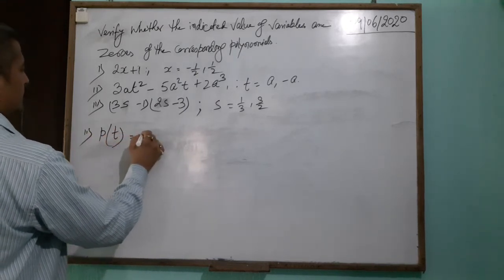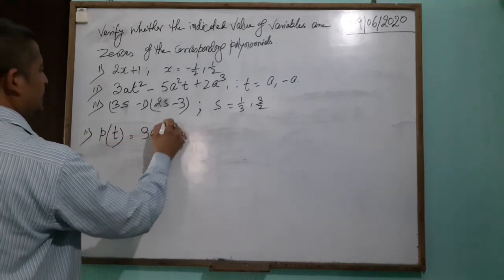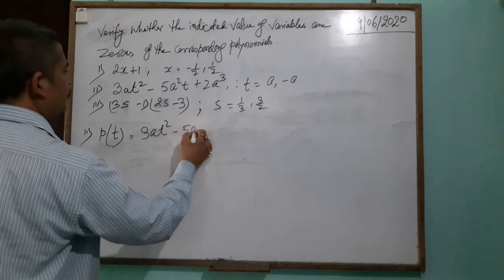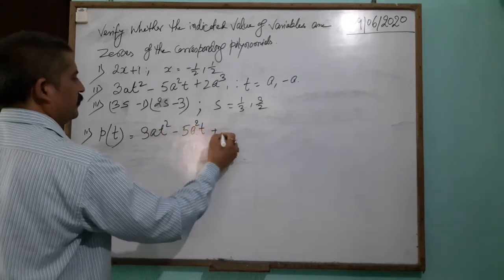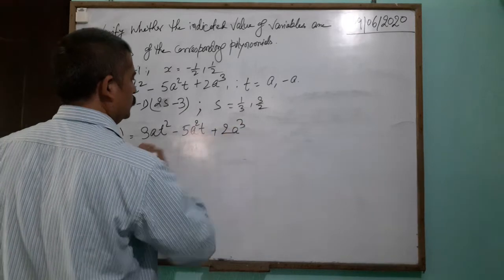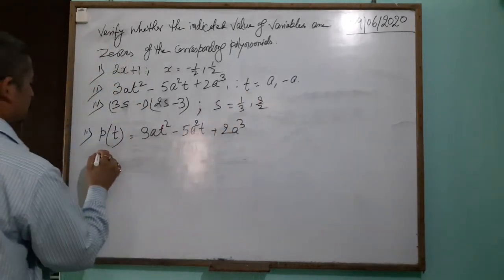p(t) equal to 3a square minus 5a square t plus 2a cube. First put the value of t.